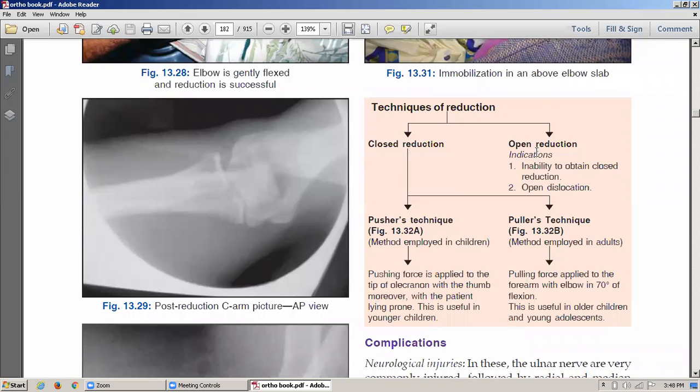And in open reduction, the indications are inability to obtain a closed reduction and open dislocation. Then the puller's technique, a method employed in adults, where pulling force is applied to the forearm with the elbow in 70 degrees of flexion. So this is useful in older children and young adolescents.